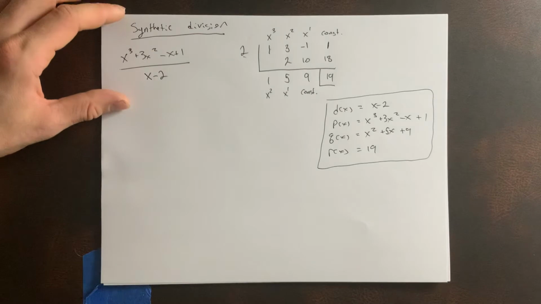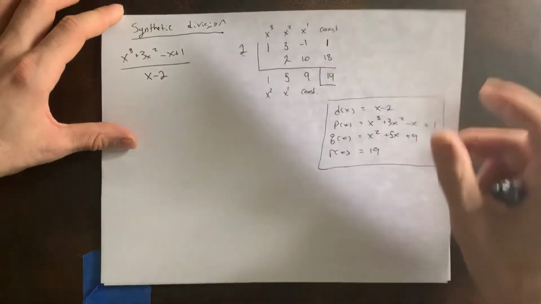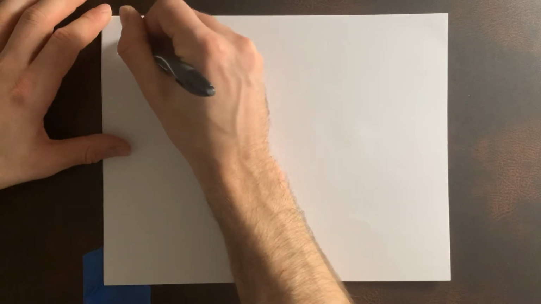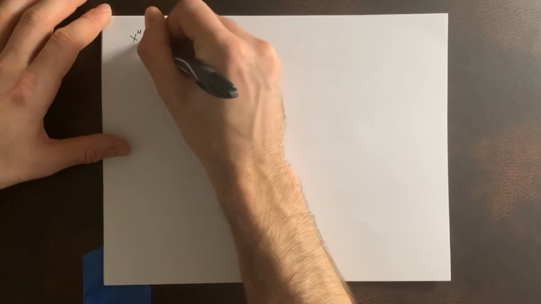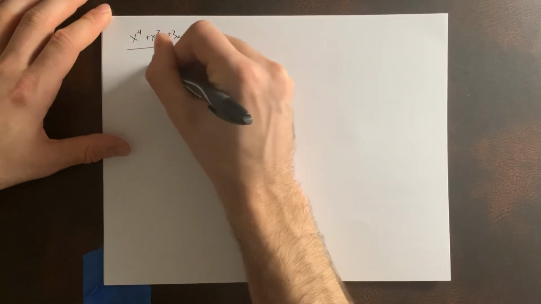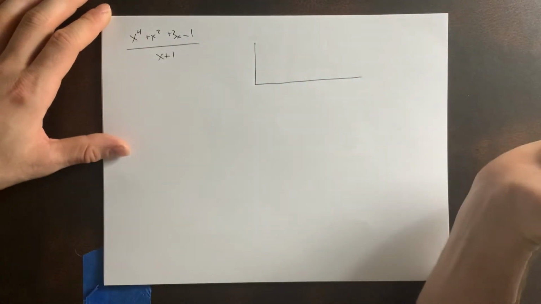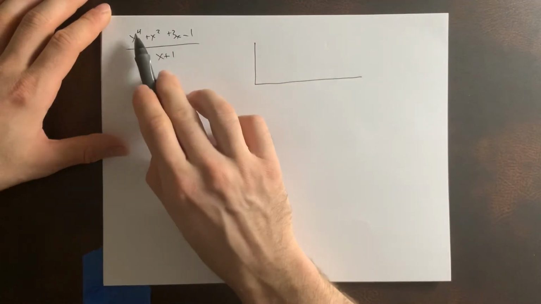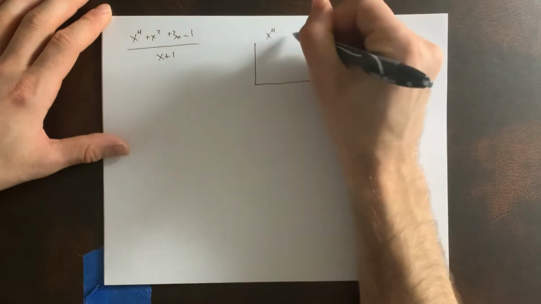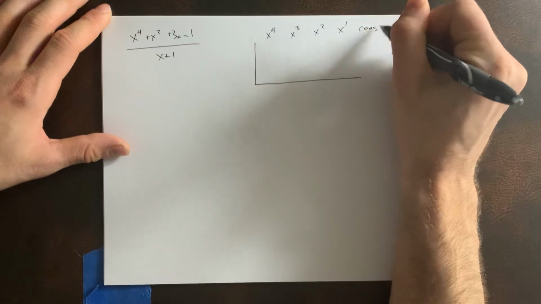Okay, so let's do the same thing, synthetic division, but with that second example that we did for long division. The second example that we did for long division was x to the 4 plus x squared plus 3x minus 1 divided by x plus 1. Okay, so now let's do synthetic division. Let's draw our table. What's the highest exponent we have in the top? That's an x to the 4. So we're going to need an x to the 4 column, an x to the 3, an x to the 2, an x to the 1, and then a constant column.